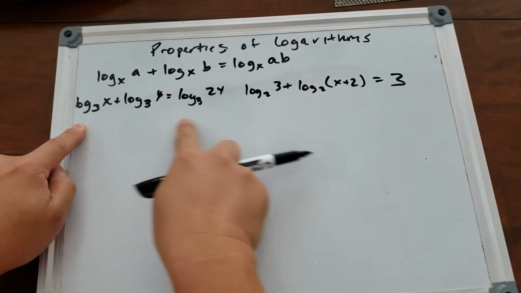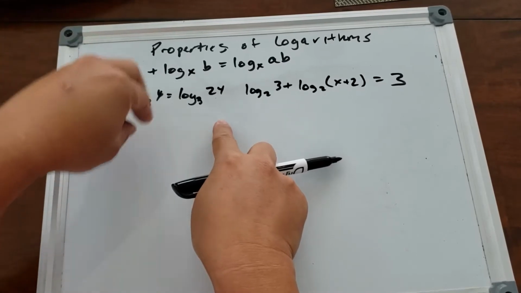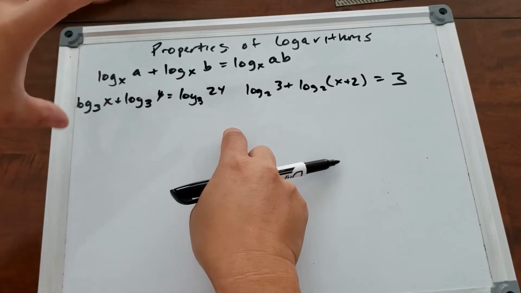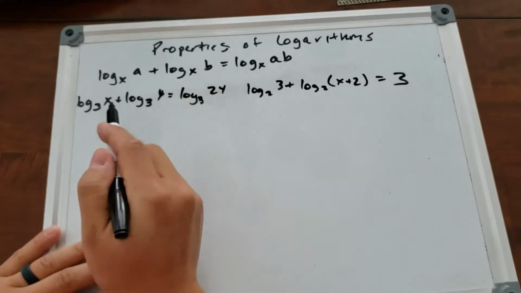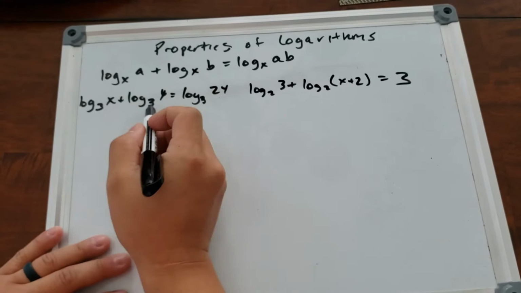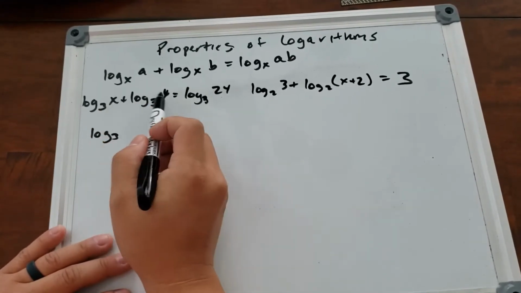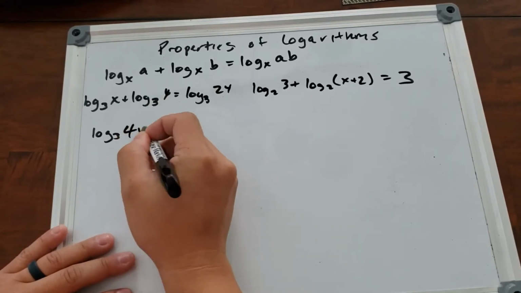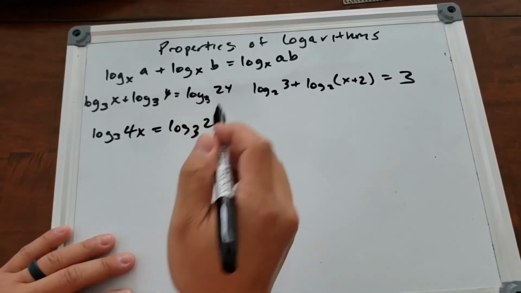Because the way this is currently written, we're not able to solve it. The only way we're able to solve this is if we have one log on one side and one log on the other side. But on this side, we have two logs. So we want to combine these two into one and then use the rules that we used before. Since there's a plus sign in between these two logs, I'm going to combine them. Both stay with log base 3 because that's the base, and then you take the two insides and multiply them. So x times 4 gives me 4x equals, and this other side stays the same.